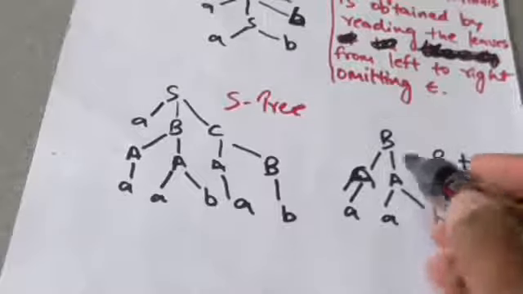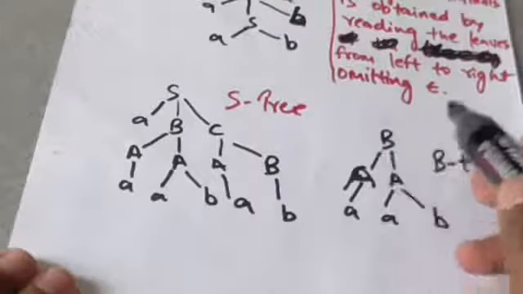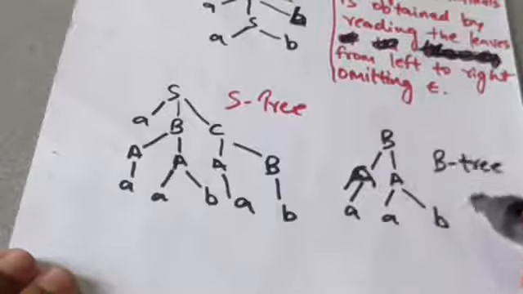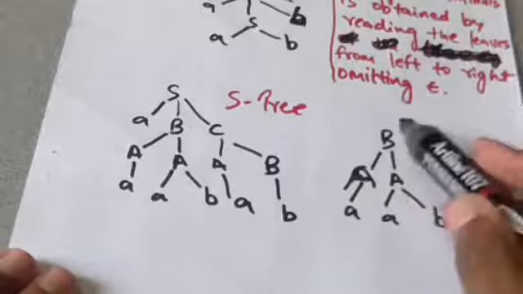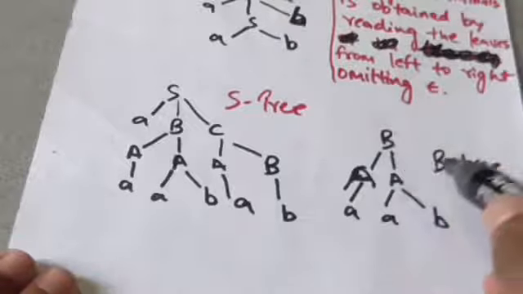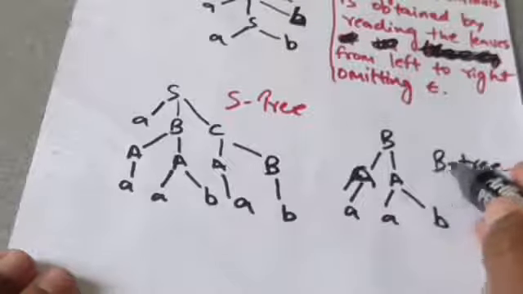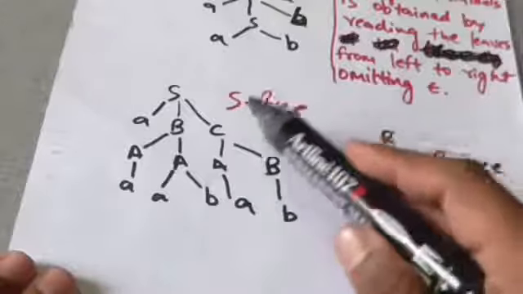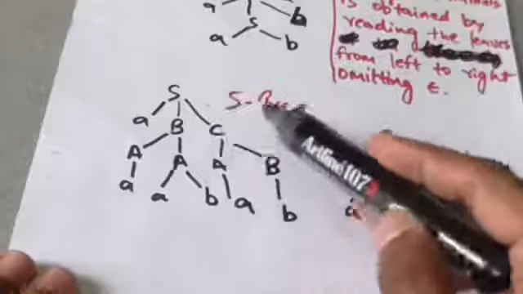If the root of the subtree is labeled by variable A, then this is called an A tree. Here this is the subtree, right? Its root is labeled by B, so it is called a B tree. A derivation tree is also called an S tree, where S is the start symbol.